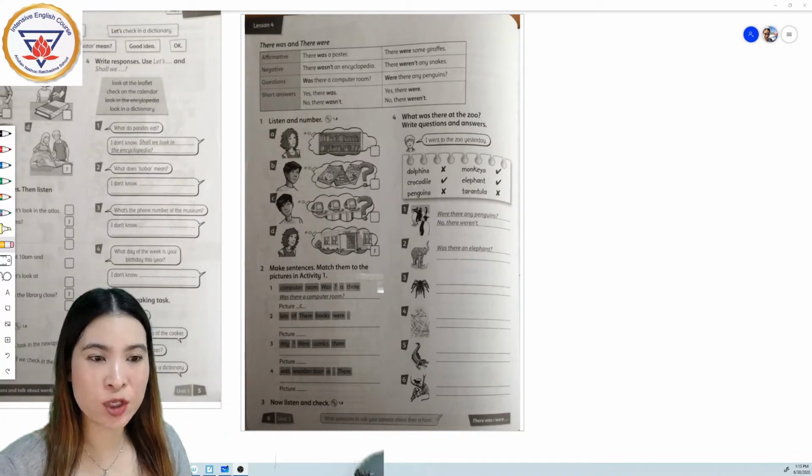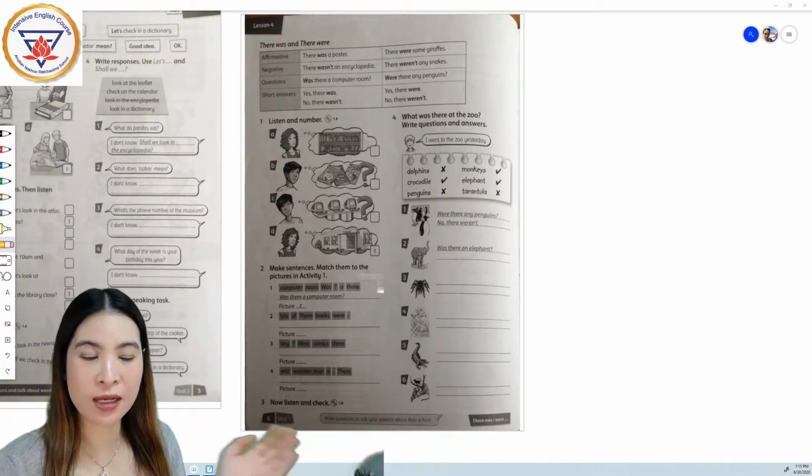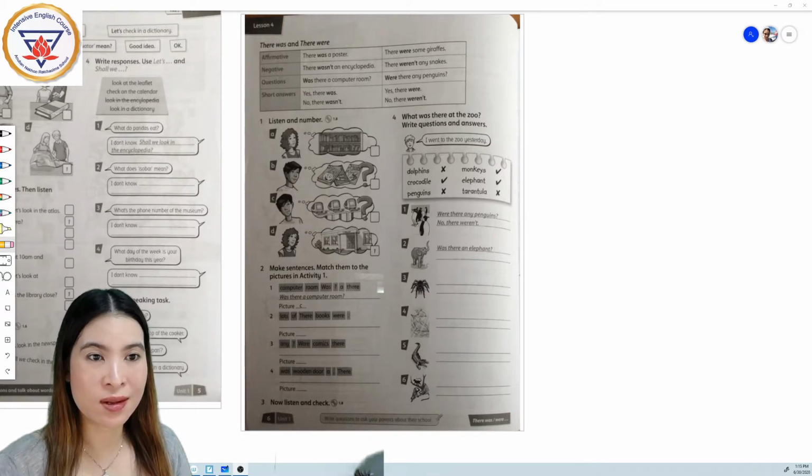Turn to page 6. We are on page 6 of the activities book. On this page, you will see at the top, it says there was and there were.